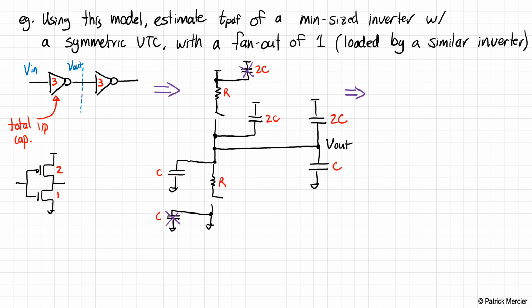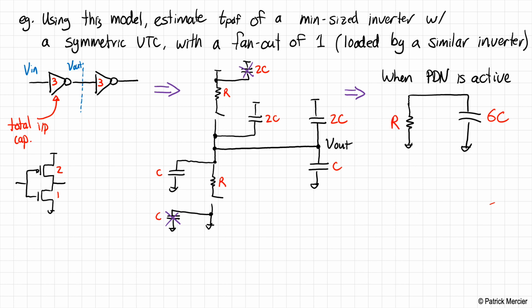So what happens when the pull-down network is active? Well, when the pull-down network is active, we basically have a circuit that looks something like this. We have some capacitance at the output. The total capacitance at the output is 3C plus 3C, which is equal to 6C of capacitance at the output. The reason is because we have 3C of capacitance from our first inverter and an additional 3C of capacitance from our second inverter. And we have a resistance R here.